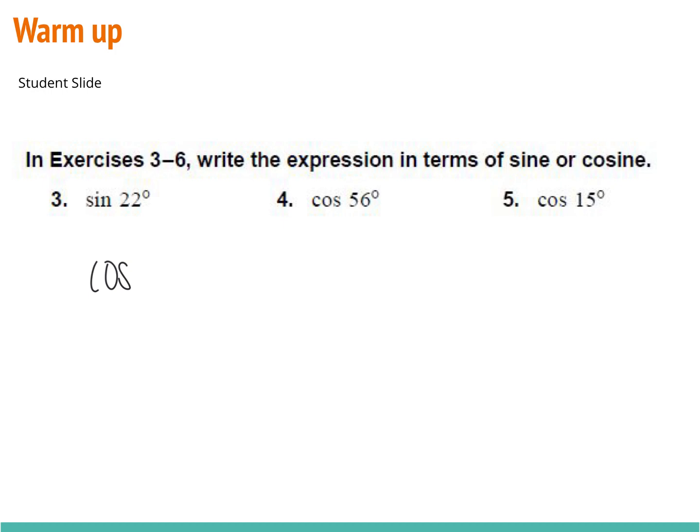This is going to be cosine 68. Okay, that's all you're doing. Because sine and cosine are complementary angles, subtract it from 90. So looking at the next one, if I have cosine 56, my answer is going to be sine 34. And looking at the last one, if I have cosine 15, this one's going to be sine 75.